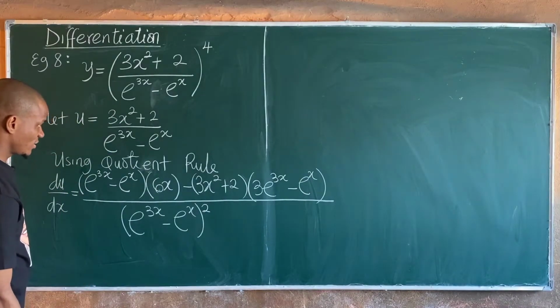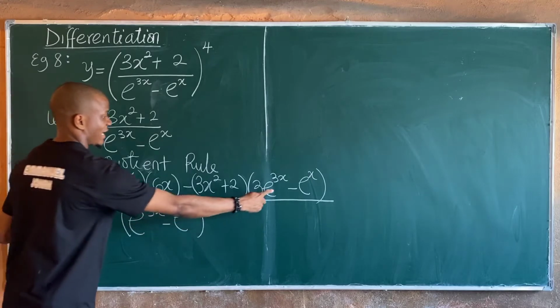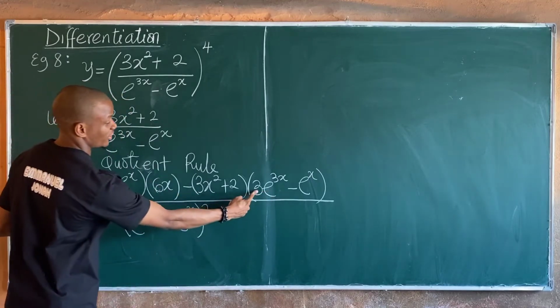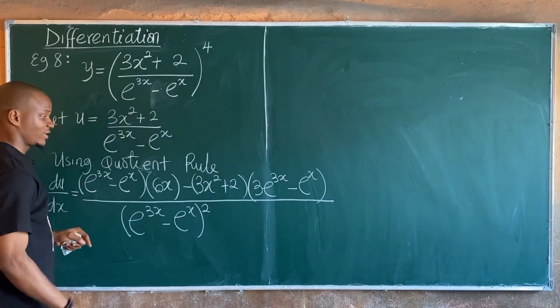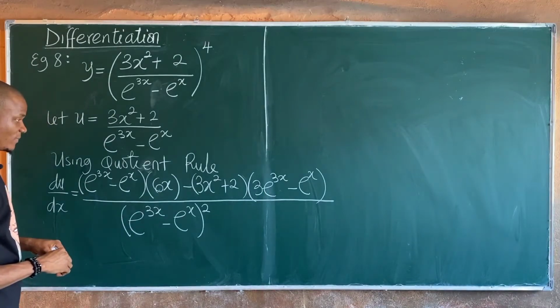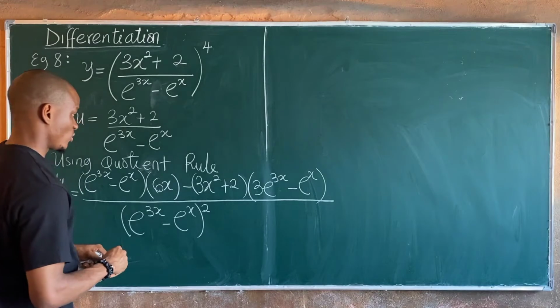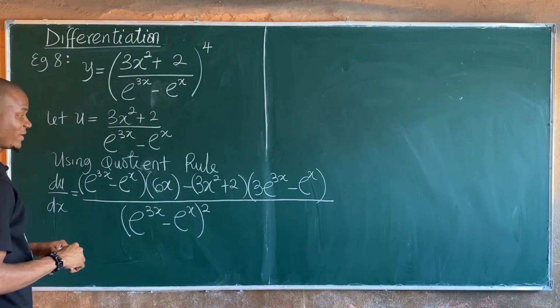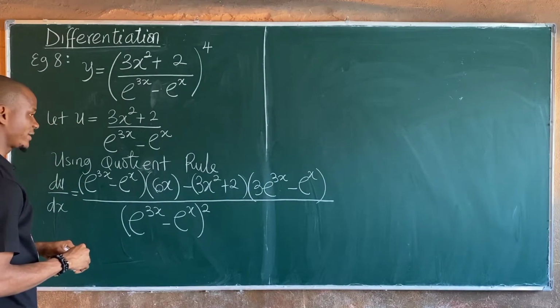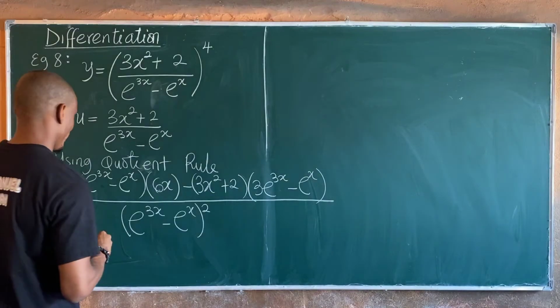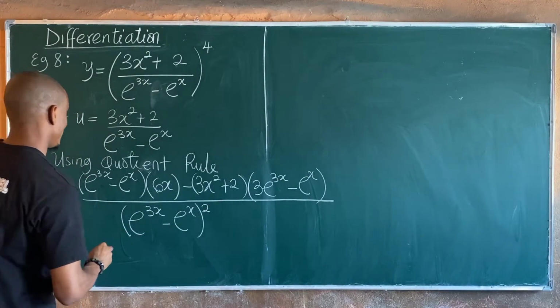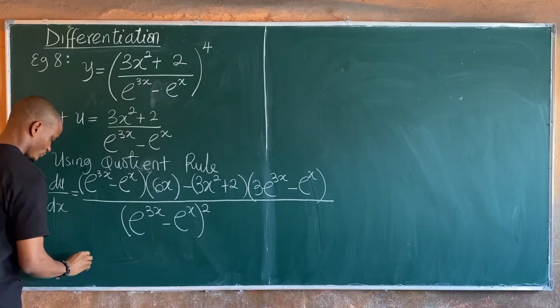Any like terms? Not really. This and this are not like terms because I can see 3 attached to this. There's no 3 here. So they are not really like terms. So what you could do here is choose to expand this and then collect like terms. But that will be looking very complex. So I'll just leave it this way.